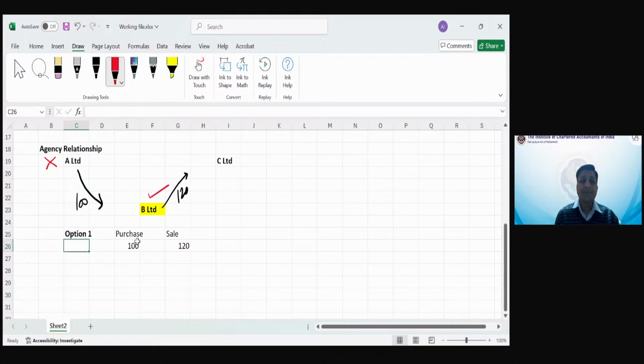Okay. Another option is there for B. Now we'll discuss why these have become options for us. Another option is also there with B. What's the other option?